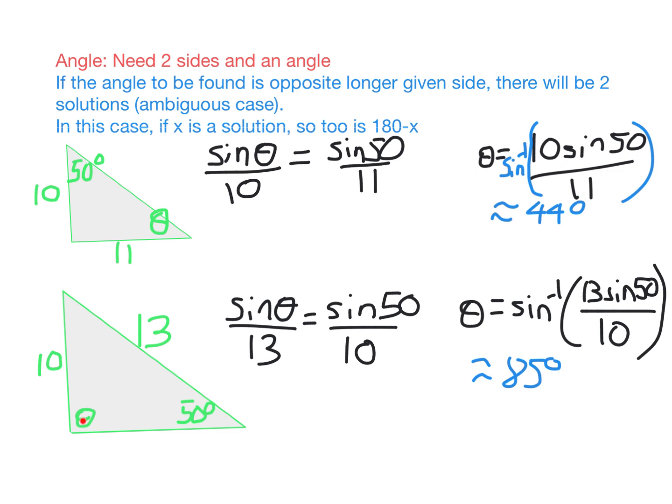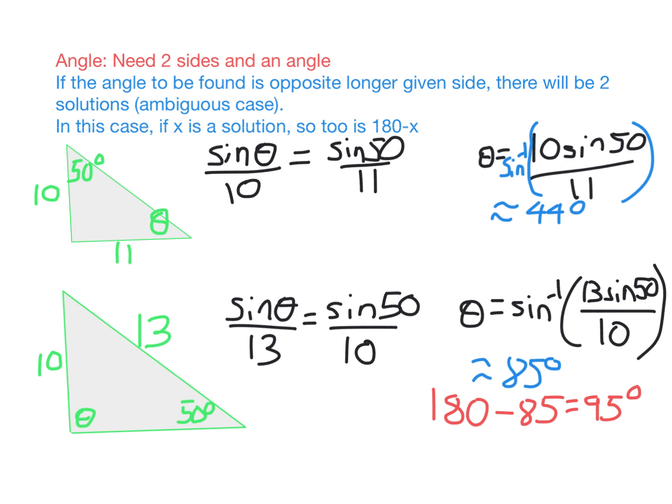So why were there two possible values for theta here but not here? It's simply because here the angle we wanted to find was opposite the shorter of the given sides. 10 is shorter than 11, whereas here the angle is opposite the longer of the given sides. 13 is longer than 10. So whenever the angle you're trying to find is opposite the longer given side, there are two possibilities. One of them you compute in the usual way. The other possibility, the ambiguous case, you just take your answer and subtract from 180. So in this diagram, theta could be 85 or 95. We need to give both possible solutions.